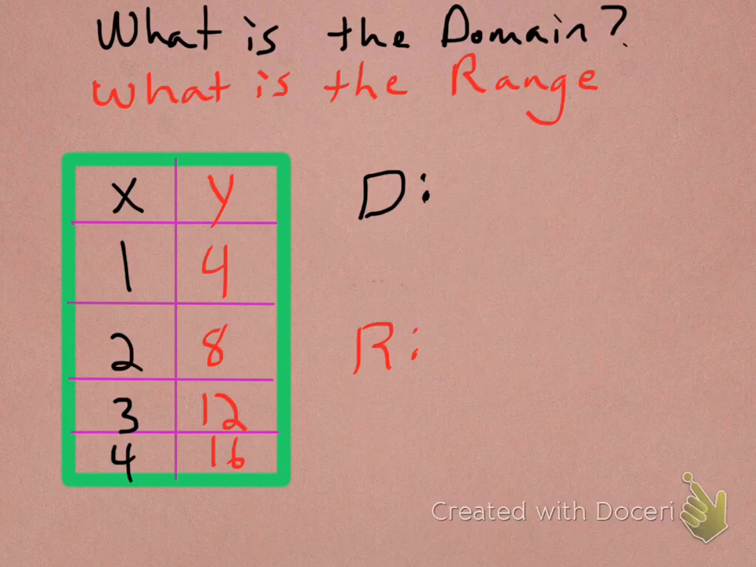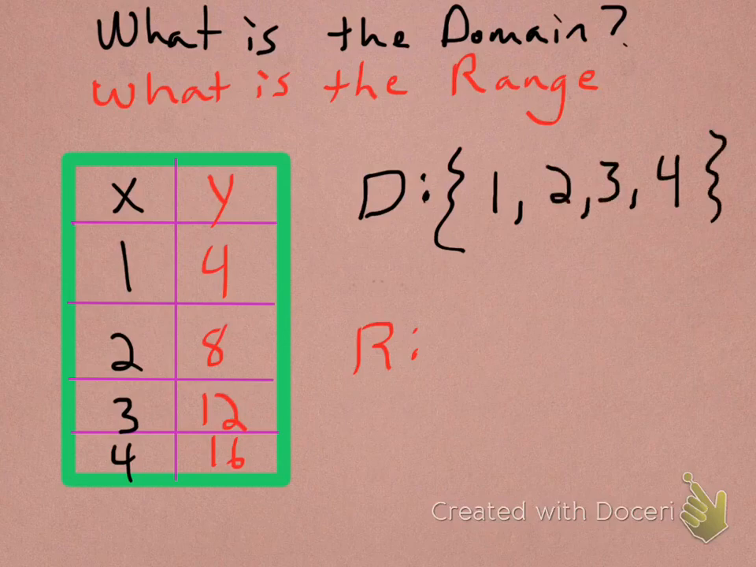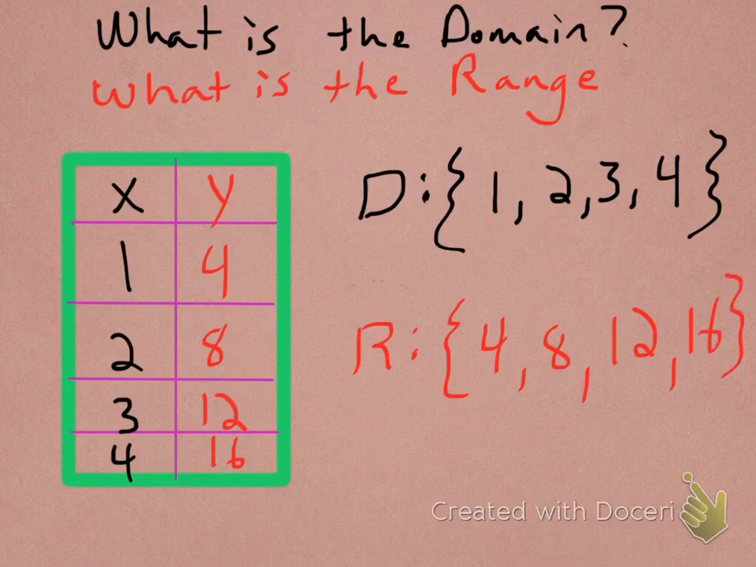All right, what is the domain? What is the range of this table? Well, domain is all the x values. So what you would do is draw this little squiggly parentheses, and you would list out all the x values. So 1, 2, 3, 4. Those are all values for x. That's the domain. Now the range would be 4, 8, 12, and 16. And that's the range. That's pretty easy. It's one of the easiest questions you could get.